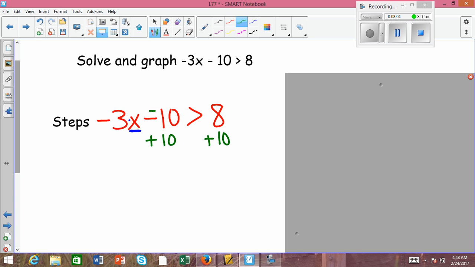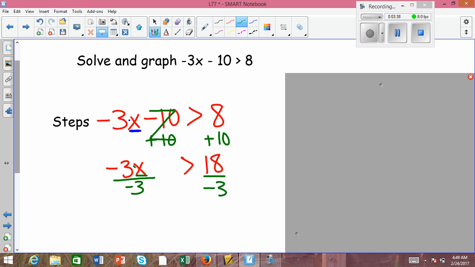When we add 10 to a negative 10, they will zero out. We will be left with a negative 3x over here. We did not add or multiply or divide by a negative, so our sign stays the same. And we are left with an 18 over here. What else is happening to my x? Well, we have to look at it. It is being multiplied by negative 3. My inverse operation would be to divide. And we are going to divide by the number being multiplied by x, negative 3. And if we divide one side, we must divide the other side.